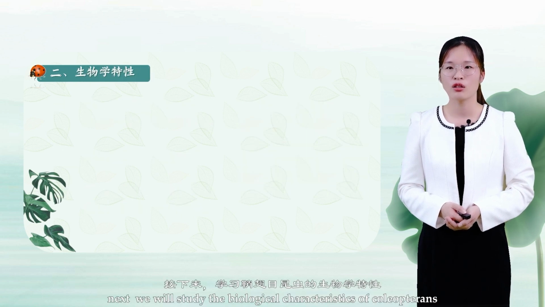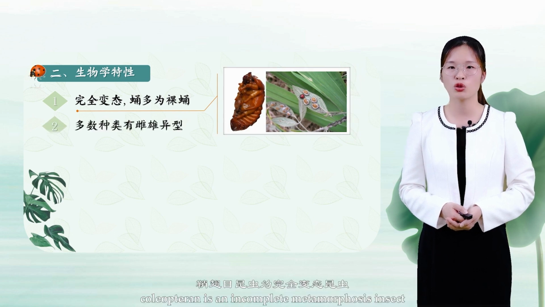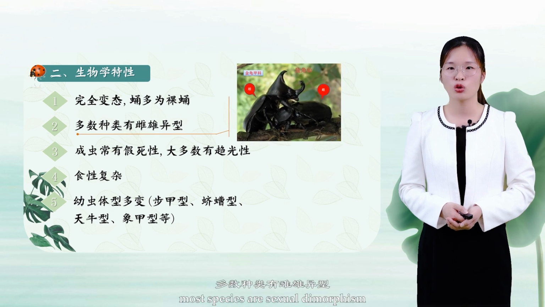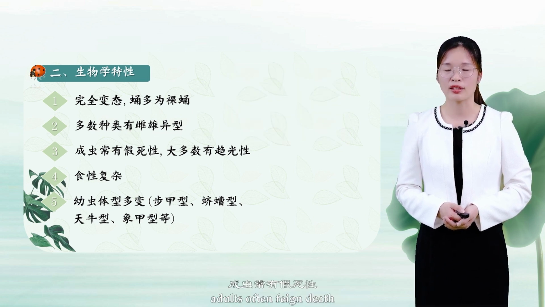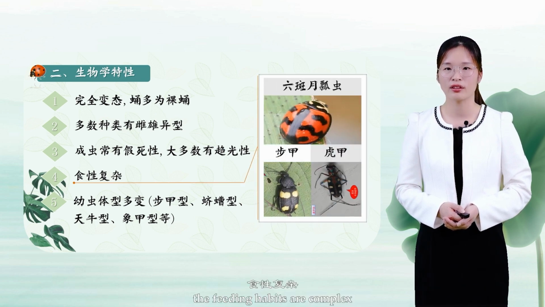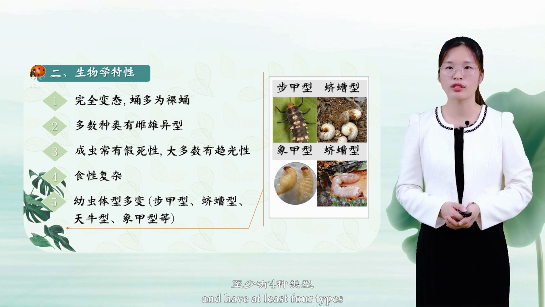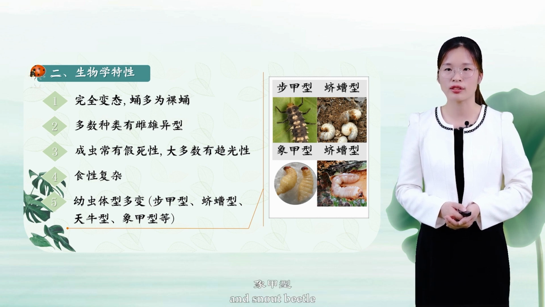Next, we will study the biological characteristics of Coleopterans. Coleopteran is a complete metamorphosis insect. Pupae are naked pupae. Most species are sexually dimorphic. Adults often feign death and are mostly phototropic. The feeding habits are complex. The beetle larvae are diverse in morphology and have at least 4 types. They are the carabiform, scarabiform, longhorn beetle, and snout beetle.